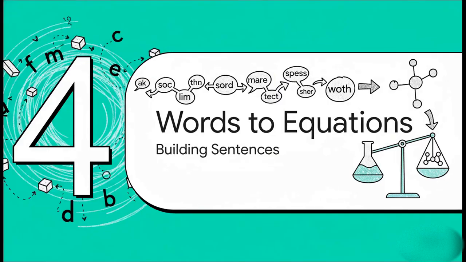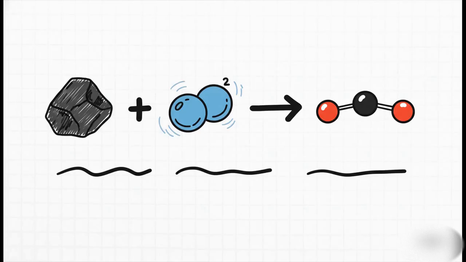We've covered the alphabet and we've covered the words. Now it's time to build full sentences by turning all this into complete chemical equations. We can start with something called a word equation. It's just a plain English sentence describing the reaction. Like we see here, a piece of carbon plus some oxygen gas turns into carbon dioxide. It just tells us what's happening in a really simple way.